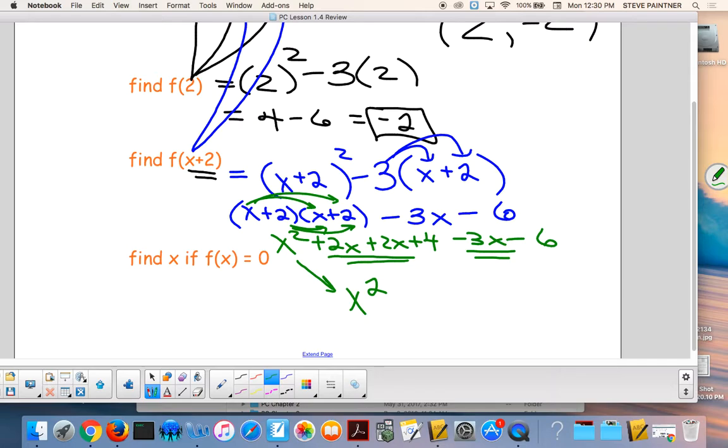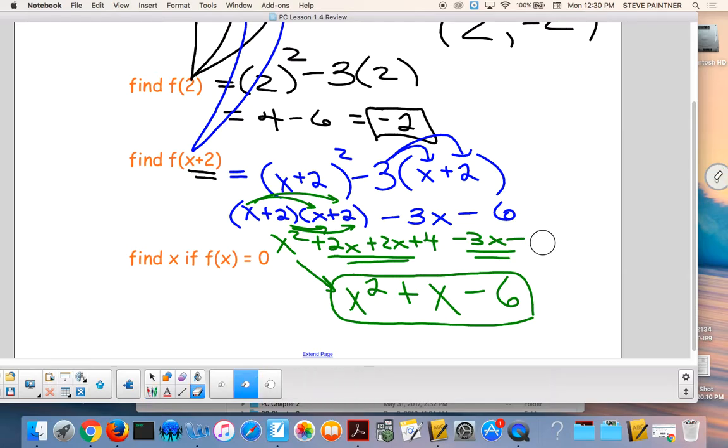X's add up to what? Plus x, plus 1x minus 6. And there's your answer, right there. Oh, I didn't see the 4. Sorry. Good catch. All right, so that is, okay, 6, negative 2. Got it.